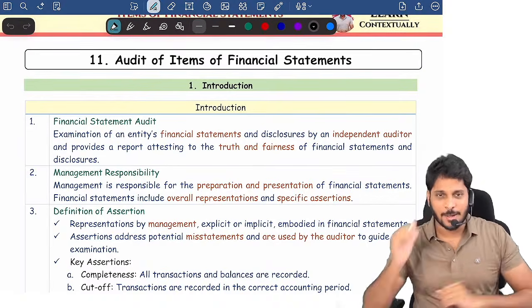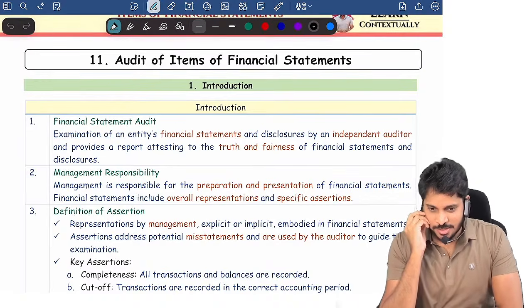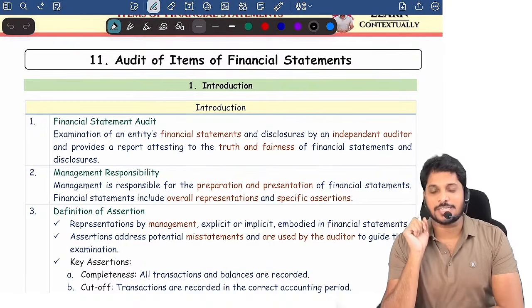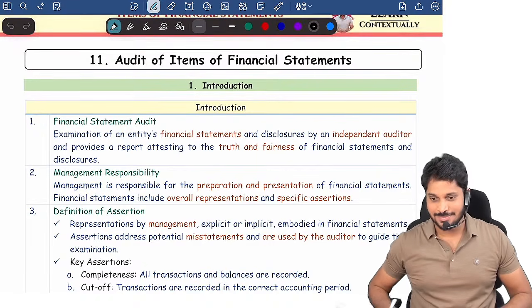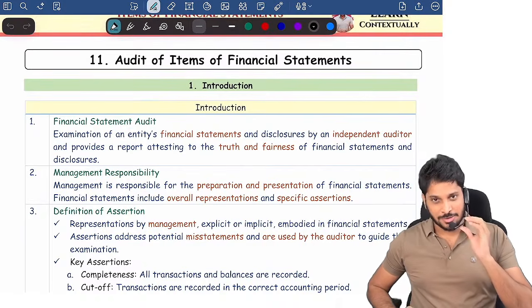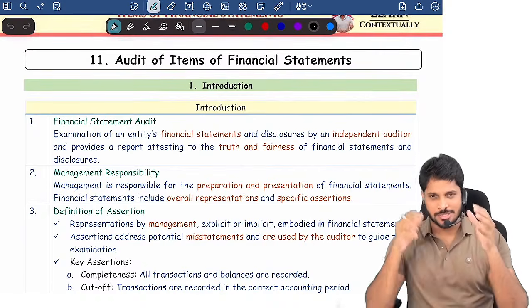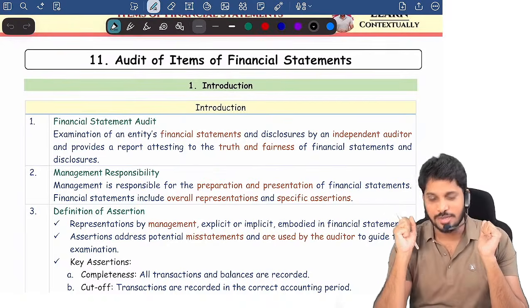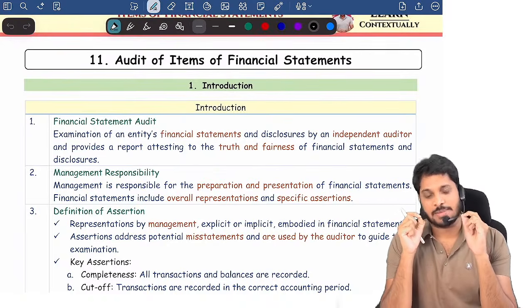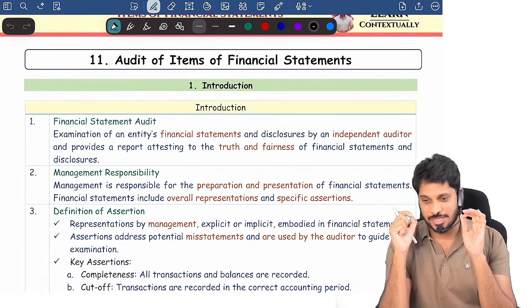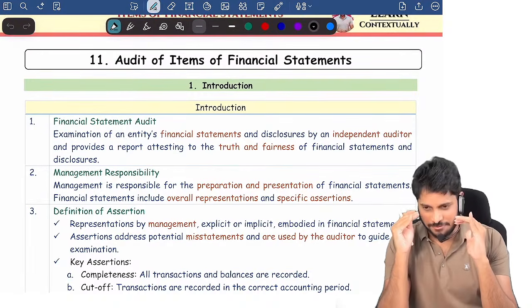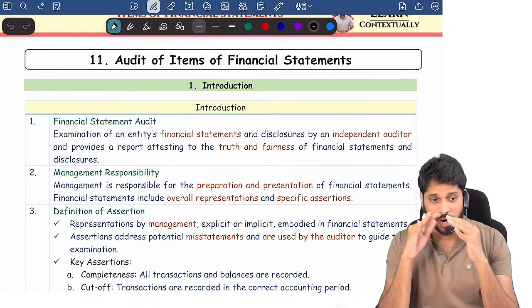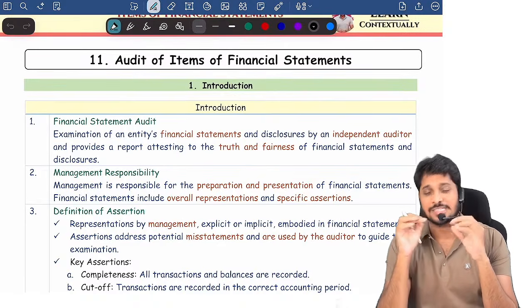So I hope your preparation was rock solid for the upcoming exam, and yes, I'm very excited now. For the next 1.5 to 2 hours, I will be focusing on one of the critical chapters, that is items of financial statements. And trust me, the order in which we are going to revise this chapter is something different.